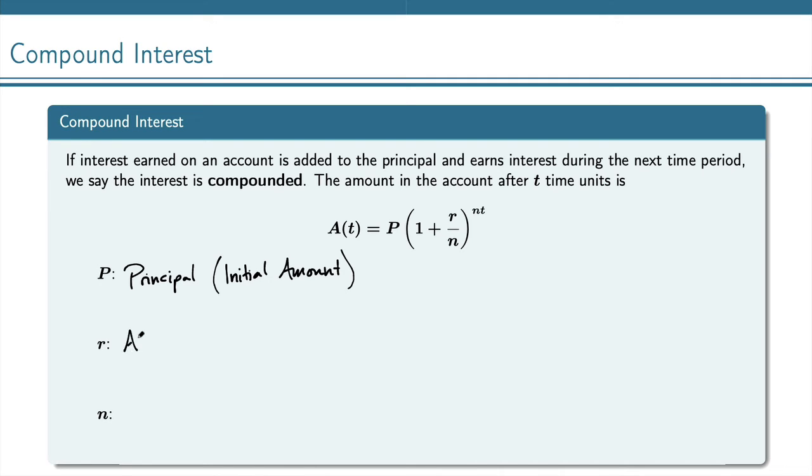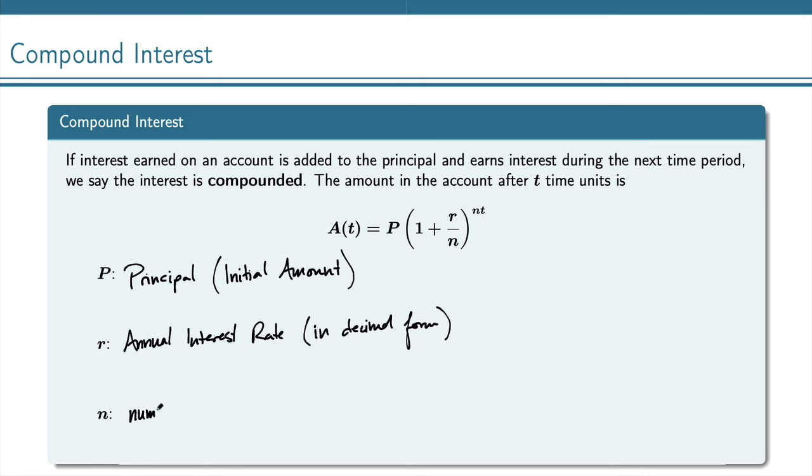R is the annual interest rate, and we're going to write that always in decimal form. So, for example, 5% would be 0.05. And so we're saying, well, we have that extra percentage. However, we're dividing by n. N is the number of times that we're compounding interest per year.